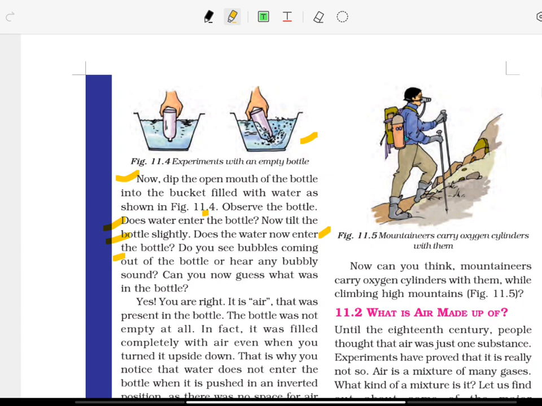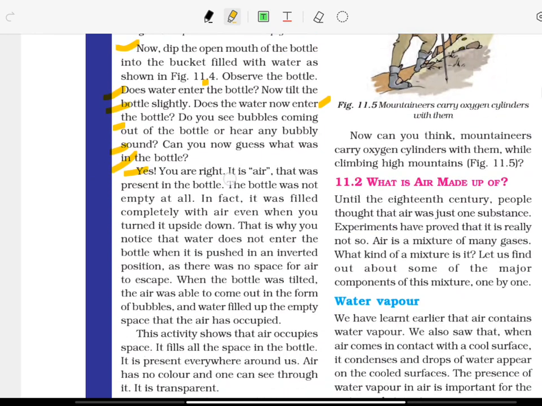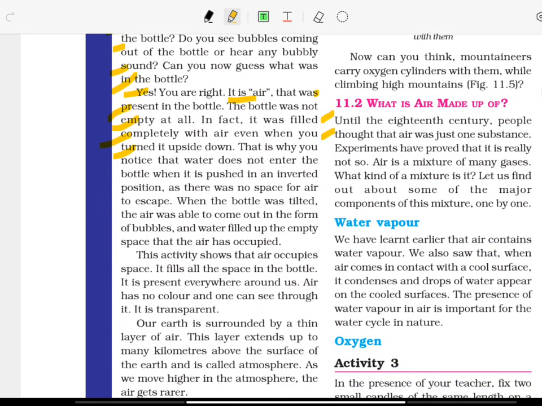Do you see bubbles of air coming out of the bottle? Any bubbling sound? Can you now guess what was in the bottle? Yes, you are right. It is air that was present in the bottle. The bottle was not empty at all. In fact, it was filled completely with air even when you turned it upside down. That is why the water does not enter the bottle when it is pushed in an inverted position, as there was no space for the air to escape. When the bottle was tilted, the air was able to come out in the form of bubbles, and water filled up the empty space that the air had occupied.